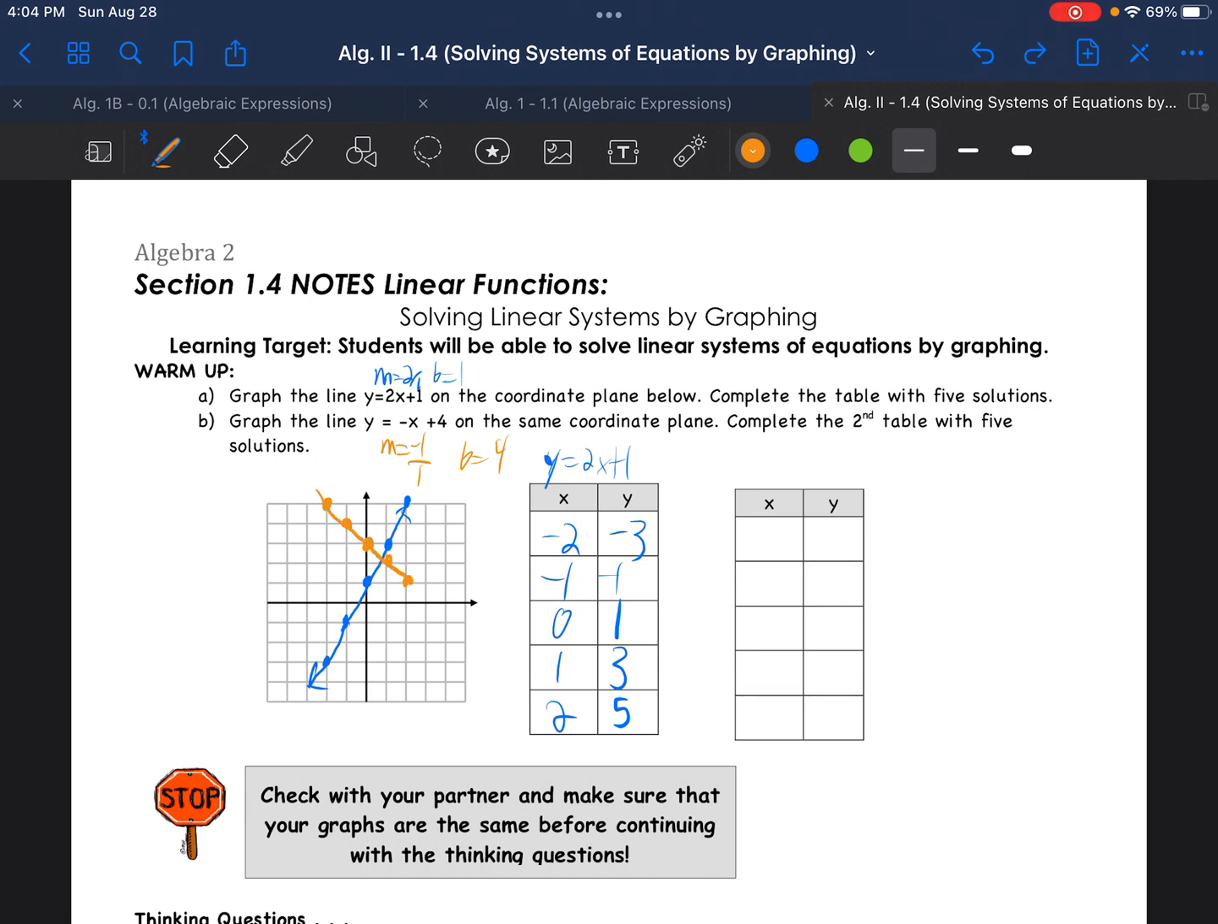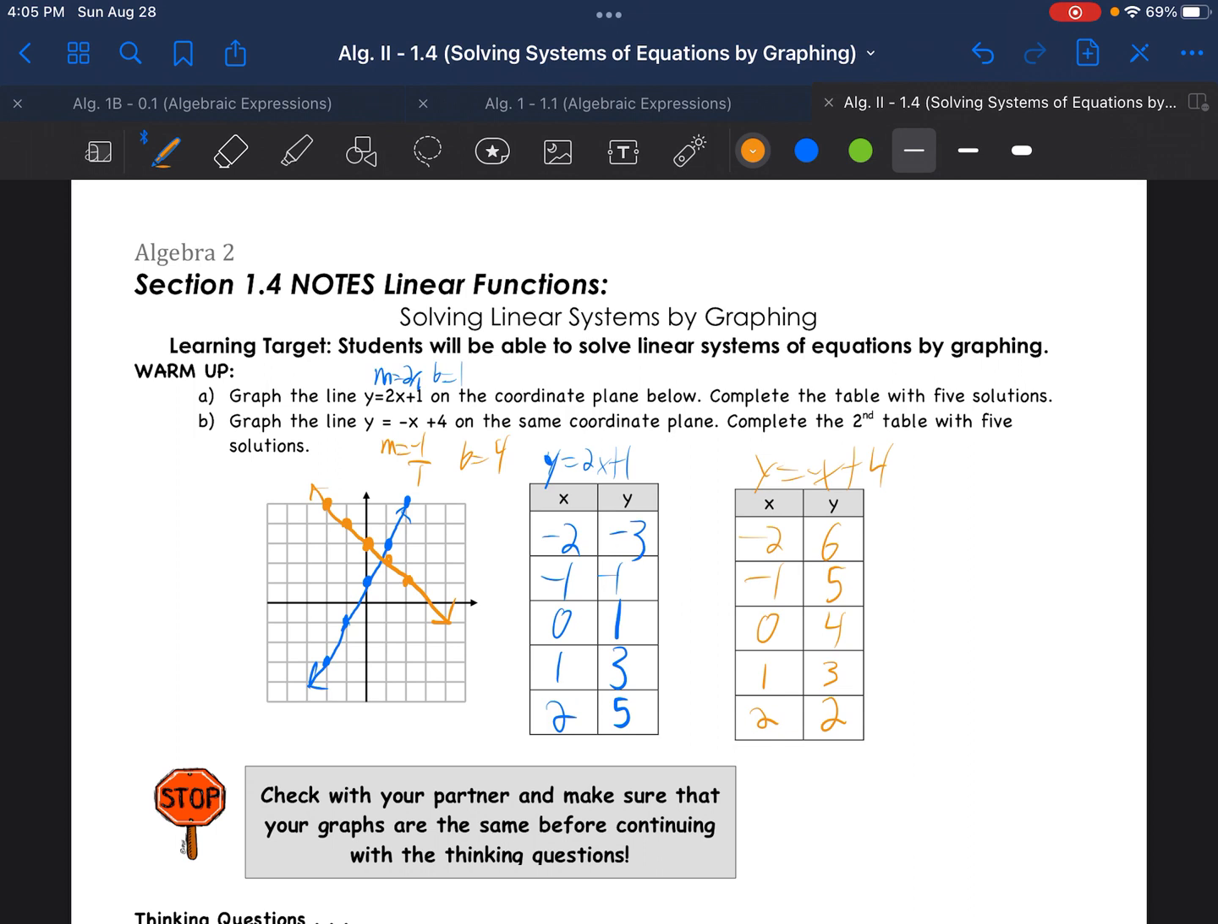Oh, that line was not good. That line wasn't great, but it was slightly better. I'm going to use this table for the equation y equals -x plus 4. I'm going to use the same 5 x values, and then my y values at those points are as follows: 6, 5, 4, 3, and 2.